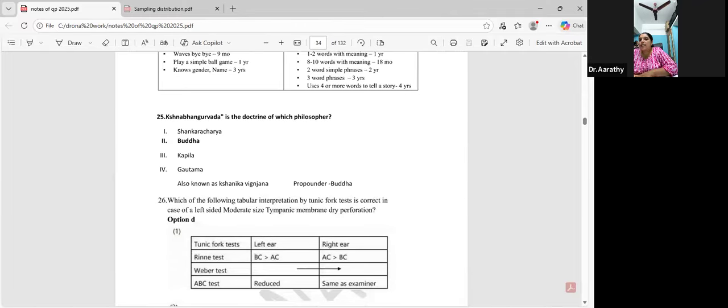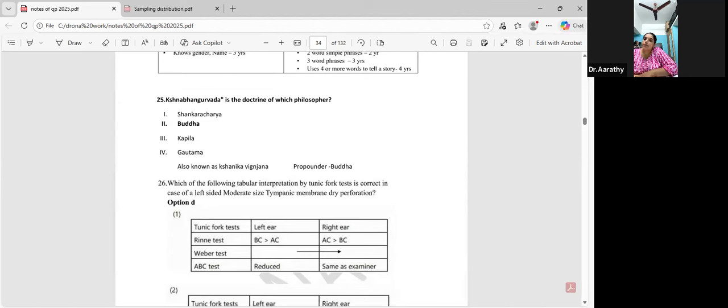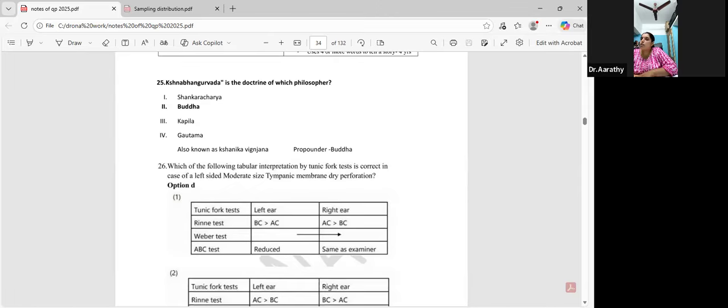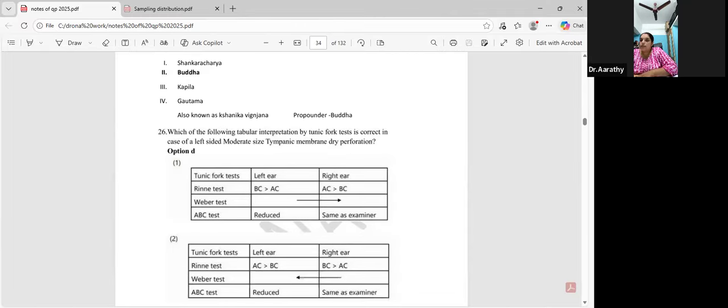milestones. And 25, Kshana Bhanguravada is the doctrine of which philosopher? Answer is Buddha. It is a very direct question. Kshanika Vijnana or Kshana Bhanguravada? Propounder is Buddha. And 26th question.